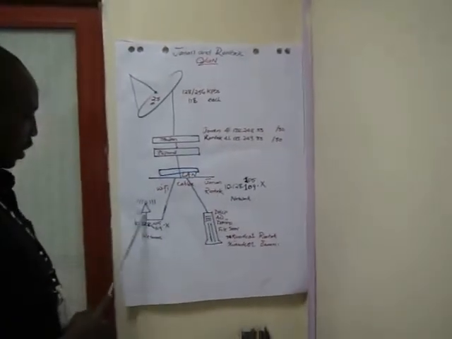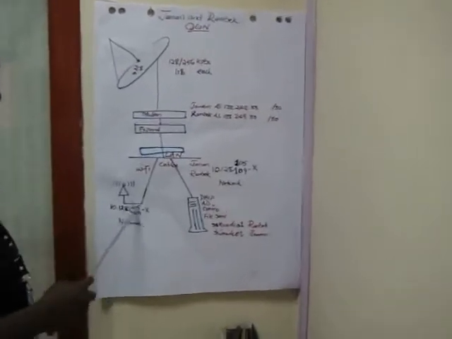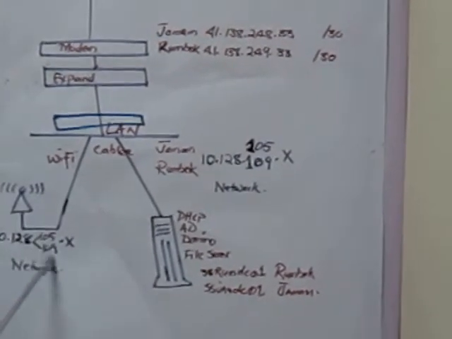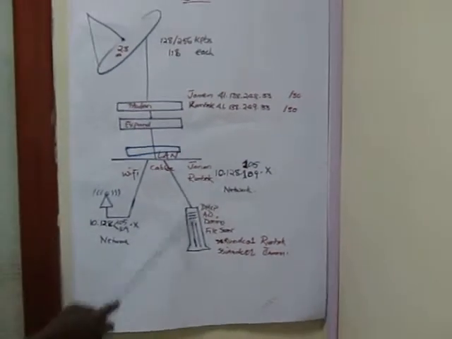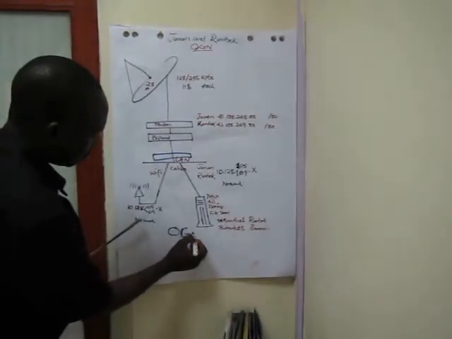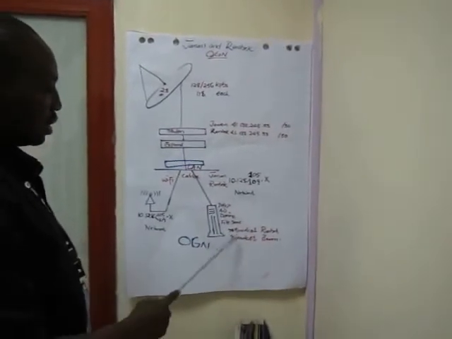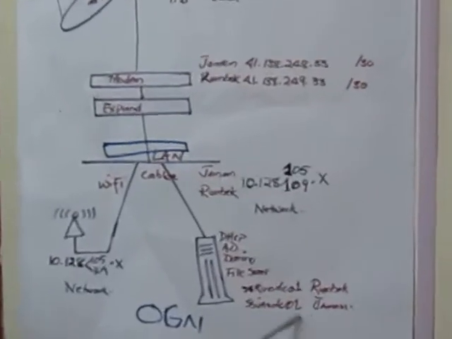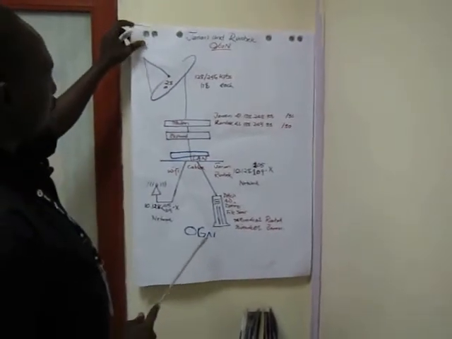We have Wi-Fi here, which is also under the 10.128, and depending on whether it's Jamam or Rumbek, it's either the 105 or 109.x network. And then we have the same setup like in Juba. We have one single network server. It's an OGN setup. The server is DHCP, AD, Domino file server, and the names of the servers are SS Rumbek DC01 and SS Jamam DC01, for the two places respectively. These are the networks we're using.